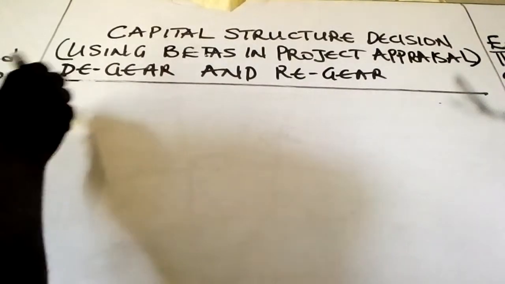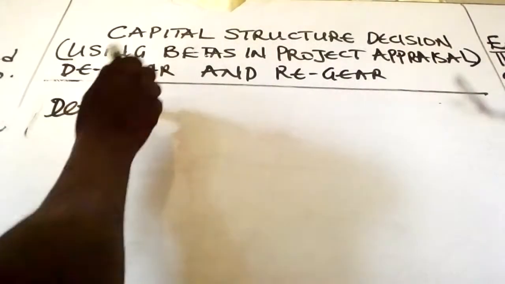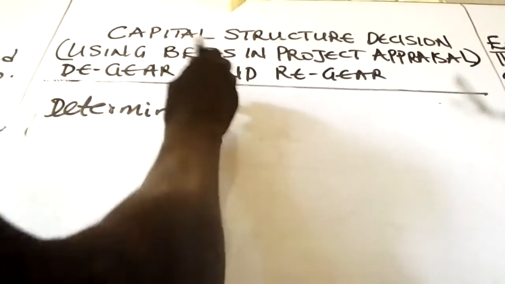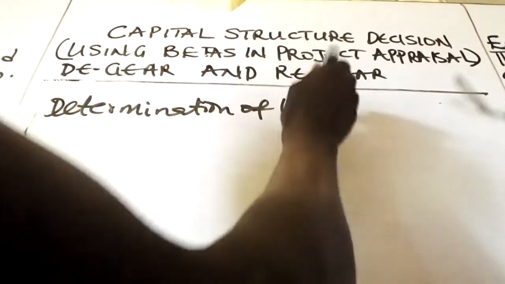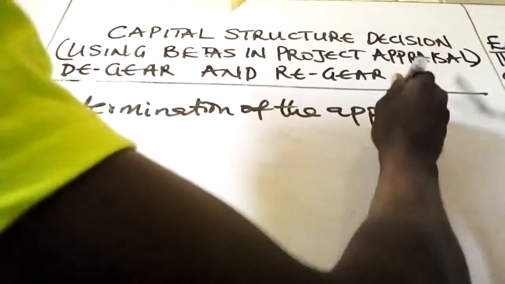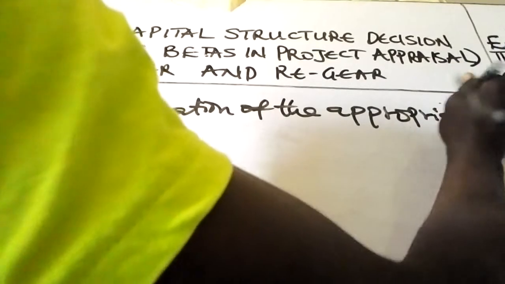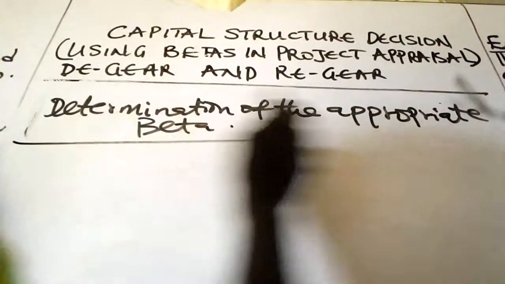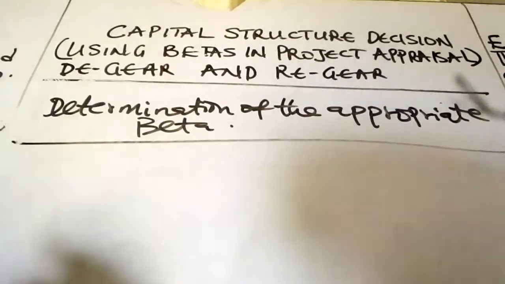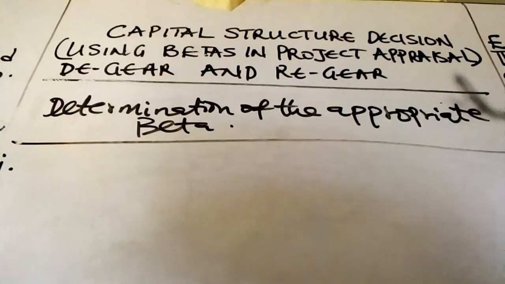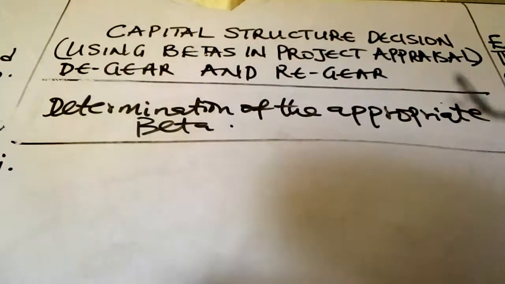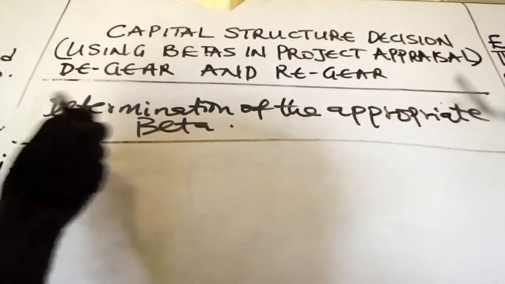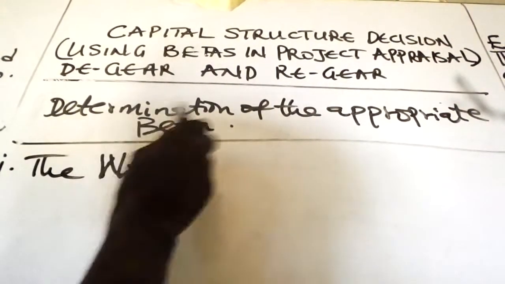Determination of the appropriate beta. 1. The WACC of the company making the investment should be used in project appraisal. The WACC, that is, weighted average cost of capital.